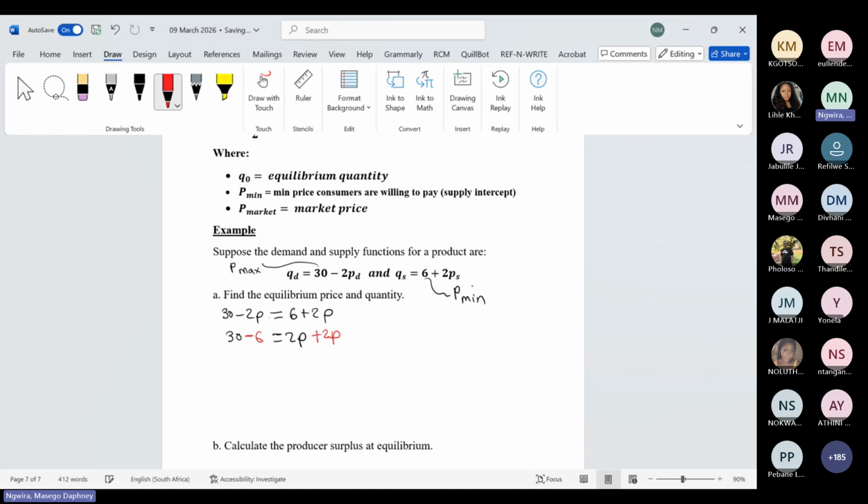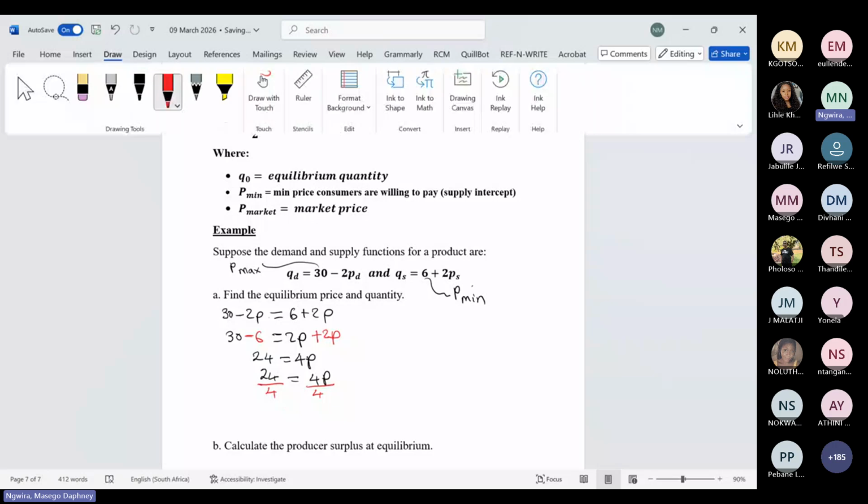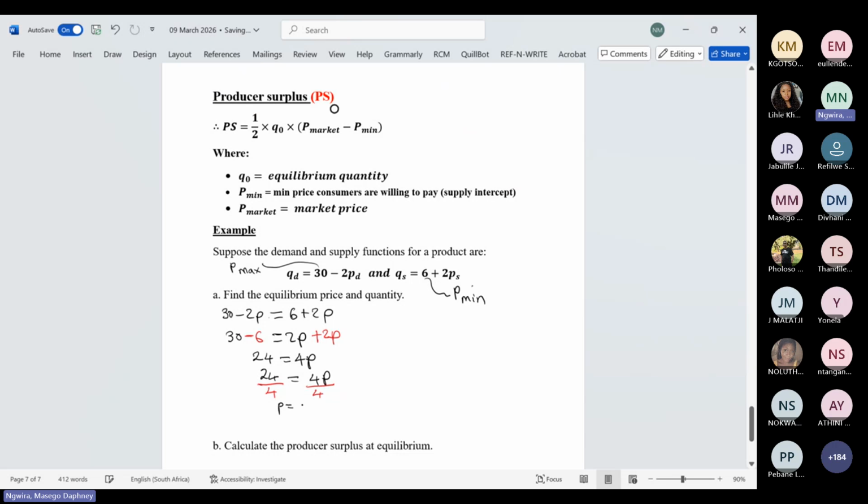Then we add and subtract. 30 minus 6 is 24. Then this is 4P. Now we solve for P, we divide both sides by 4. So P is going to be equal to 24 divided by 4, which is 6. All right, so P is equal to 6.